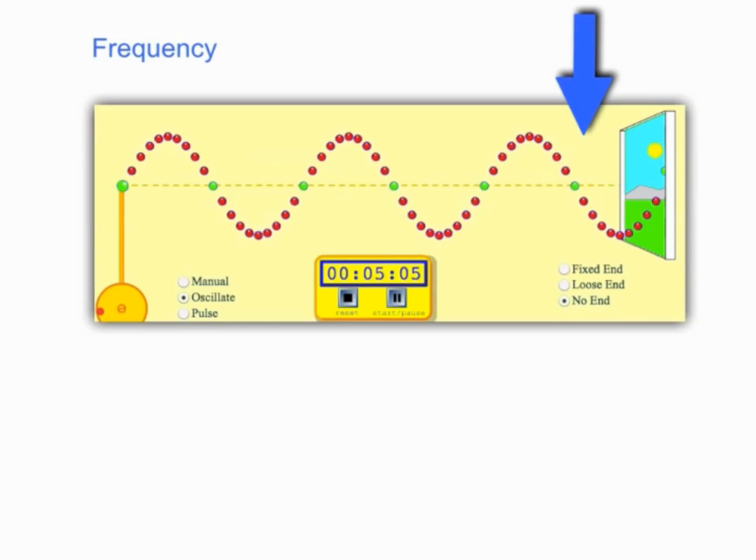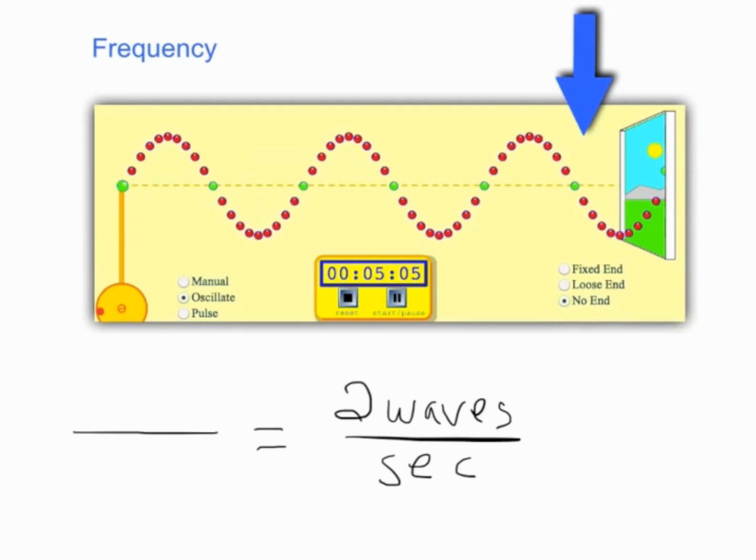Now, if frequency is cycles per second, or waves per second, can you figure out the frequency for this wave? And you probably already did. You're going to have 2 waves per second. Since you had 10 waves in 5 seconds, that means you have 2 waves per second, because 10 divided by 5 equals 2. And that means that the frequency is 2 hertz. Hertz is always the unit for frequency.